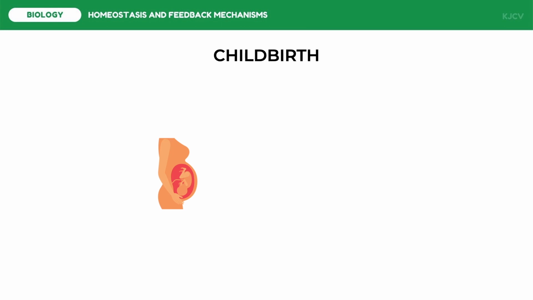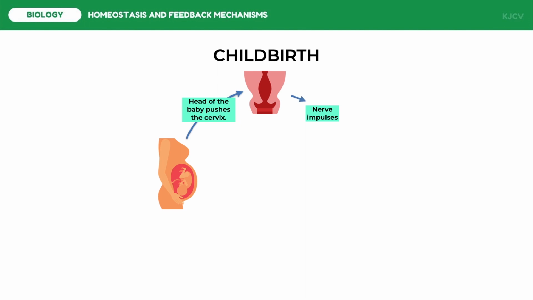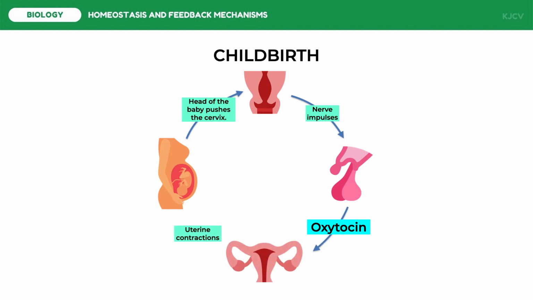The kicking of the baby during labor makes its head push the cervix, disrupting the situation in the cervical opening. Thus, the kicking of the baby is the stimulus. The nerve receptors in the cervix create nerve impulses that will be sent to the brain. The brain then instructs the posterior pituitary gland to release oxytocin. Oxytocin will then be carried by the blood going to the uterus to allow contractions.